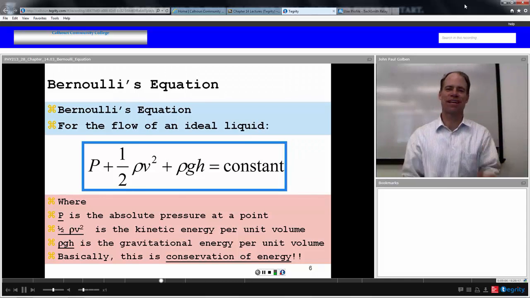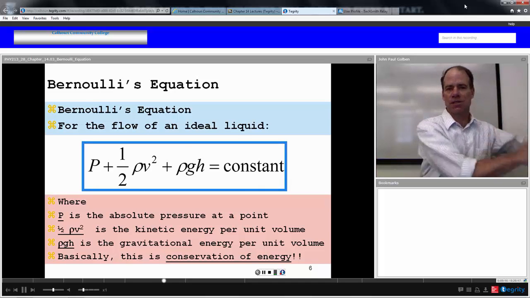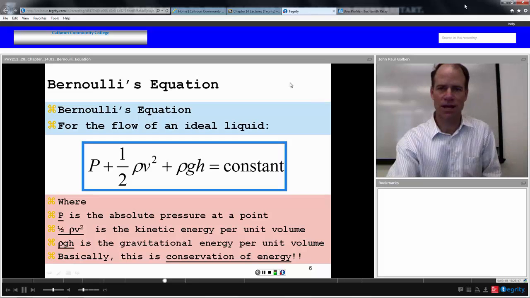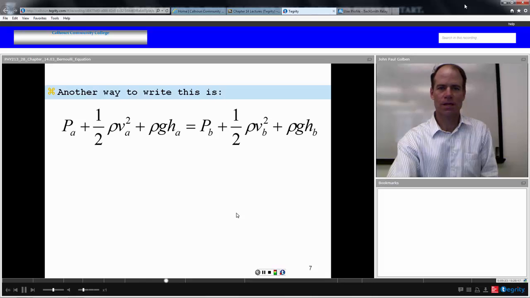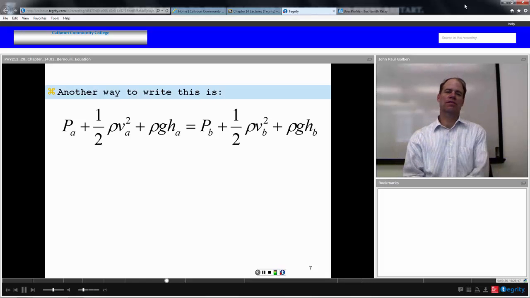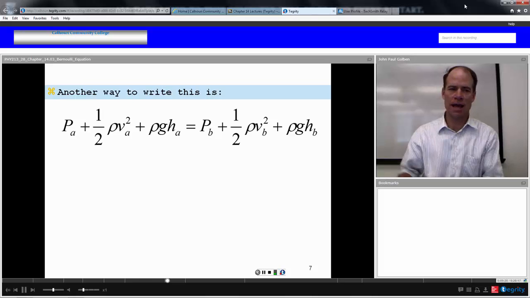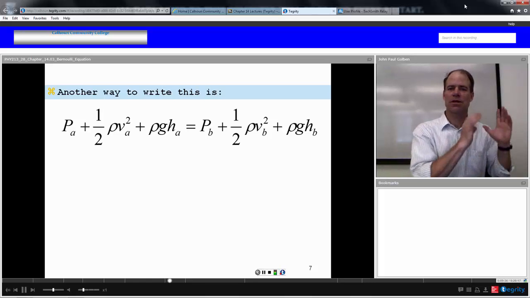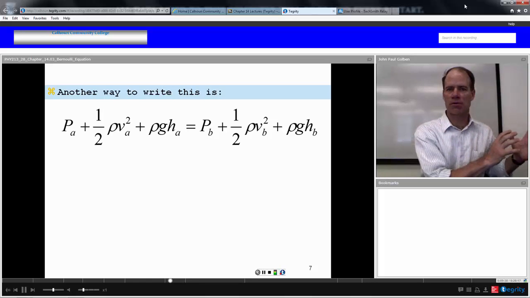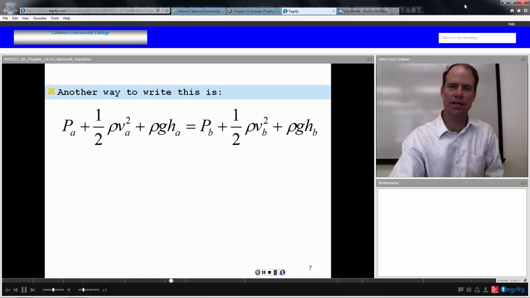So it truly is the one equation to rule them all for fluids. It is the work per volume plus kinetic energy per volume plus potential energy per volume is equal to the like terms at a different point, or constant. So another way to write Bernoulli's equation at point A and point B is to say the absolute pressure at A plus 1/2 rho velocity at A squared plus rho g height at A is equal to the absolute pressure at B plus 1/2 rho velocity at B squared plus rho g height at B.